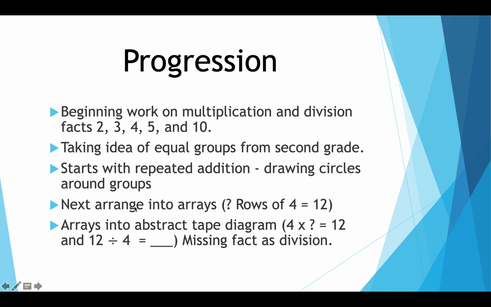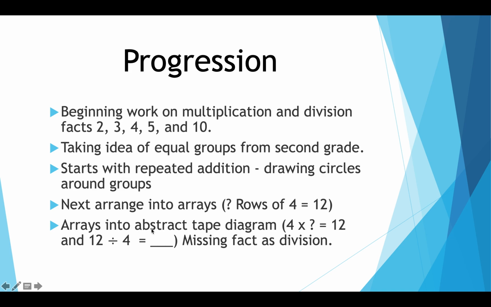Next, it moves into arranging facts into arrays. Rows, how many rows of 4 equals 12, things like that. 3 rows by 4 columns. The terminology here isn't as important as just the visual aspect of the arrays. It's really powerful for multiplication. I don't think it's as powerful for division. I think drawing circles around equal groups is more powerful for division because division is literally a breaking apart, whereas multiplication is a bringing together.